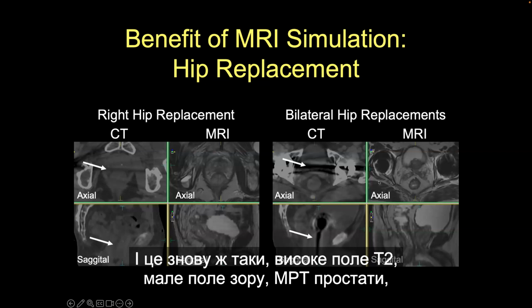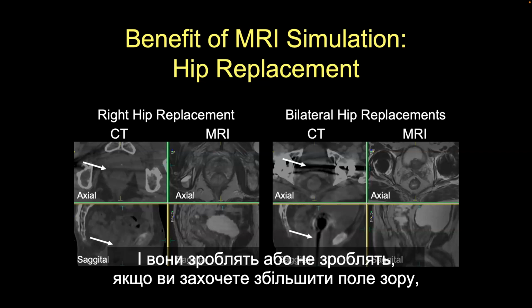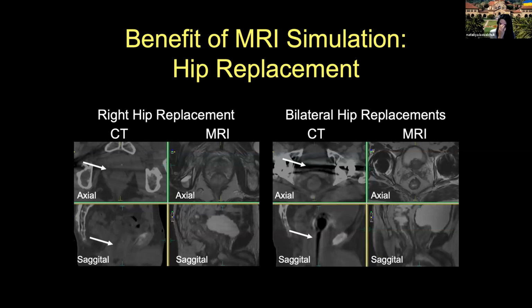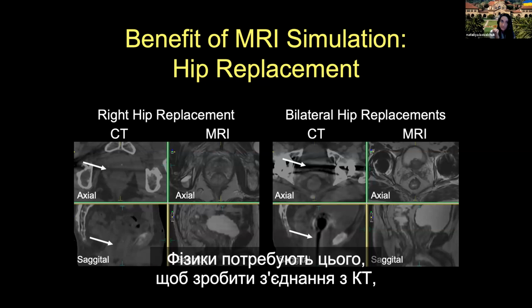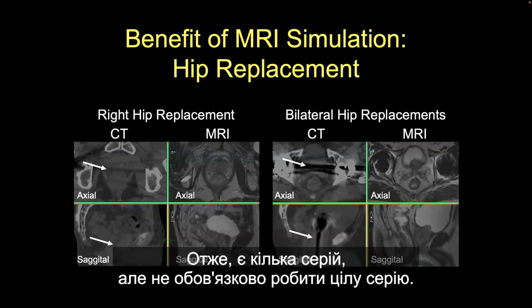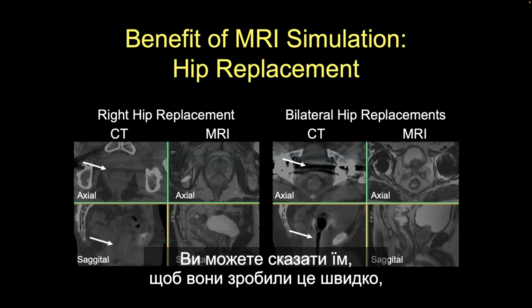And this is, again, a high resolution T2, small field of view, prostate MR, no contrast. You'll want a couple of larger fields of view so that you can do the fusion. Physics will need that to do the fusion to the CT. You'll need the hips and the bones and all that jazz. So there's a few series, but they don't need to do a whole series. It doesn't need to be 45 minutes of MRI. You can tell them to keep it quick, like 20 minutes.